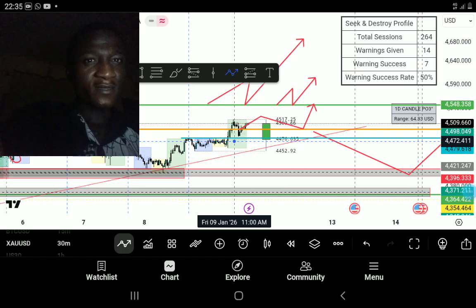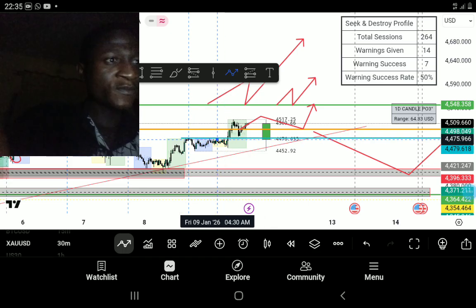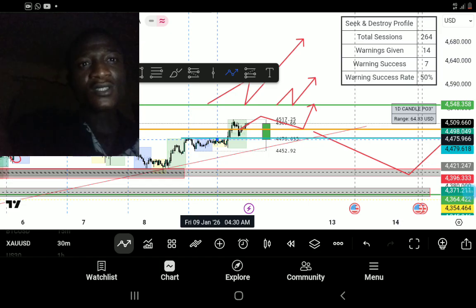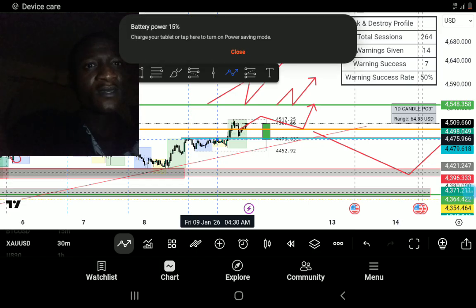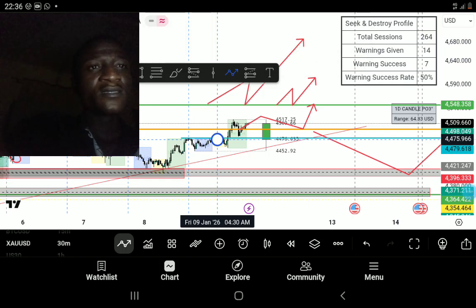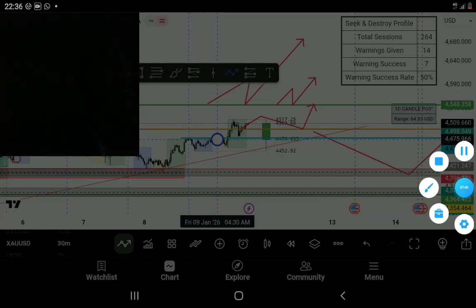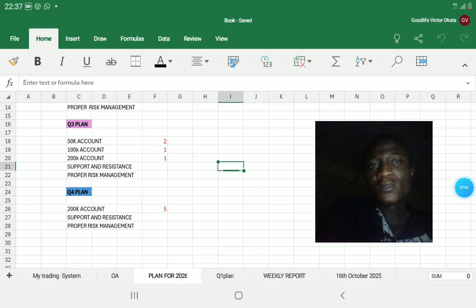So I think that is all for the weekly analysis. I only trade 3 pairs. My battery is low already. I only trade 3 pairs: Nasdaq, US 30, then gold, because they give me the volatility I look for. So let me take you through some things.